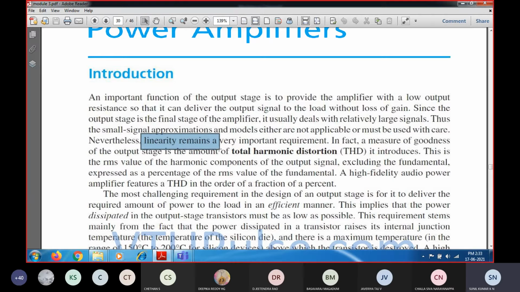That means if it is not having any non-linear distortion, then the output signal must be proportional to that of the input signal. That is nothing but linearity. So that linearity must be satisfied in the case of a large signal amplifier.